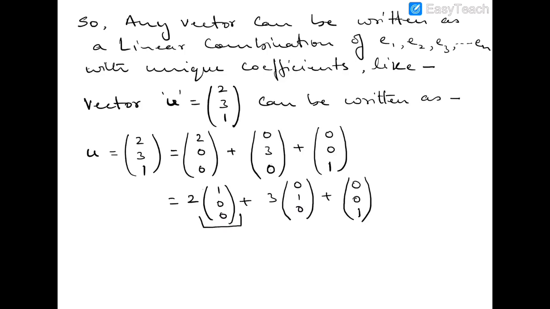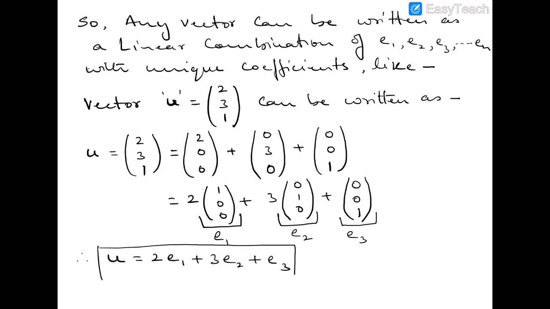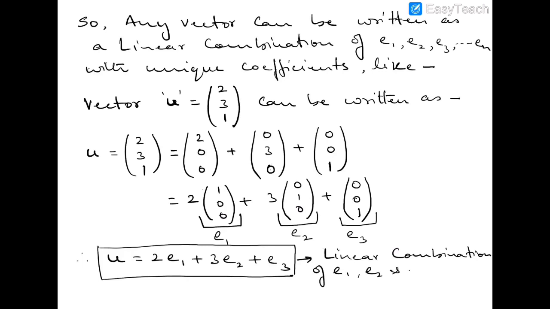So this is vector E1, this is vector E2, this is vector E3. So vector u is equal to 2 times E1 plus 3 times E2 plus E3, and this is a linear combination of E1, E2 and E3 with coefficients 2, 3 and 1 respectively. So any vector can be written as a linear combination of E1, E2 and E3 with unique coefficients.